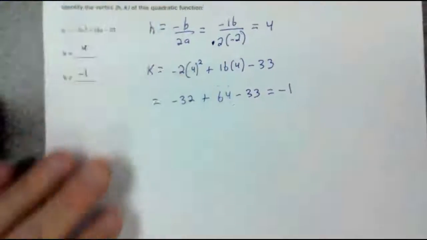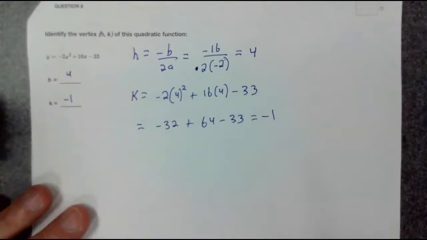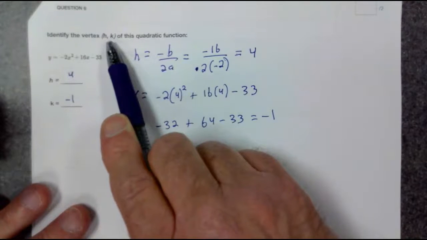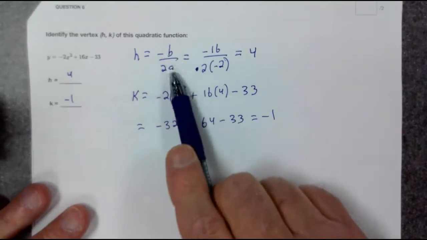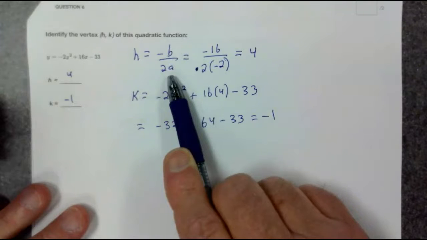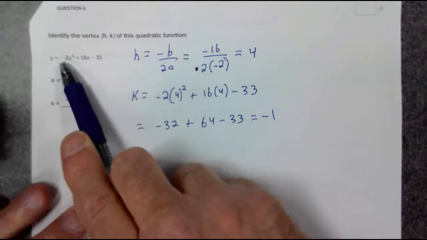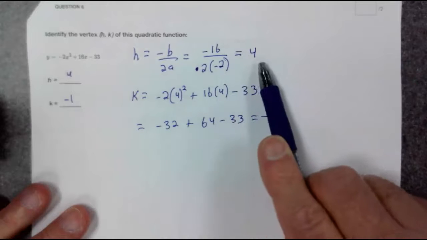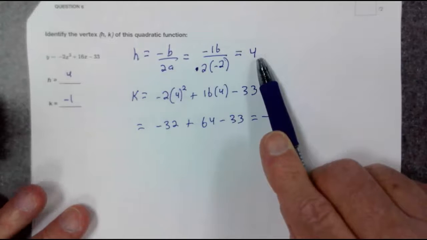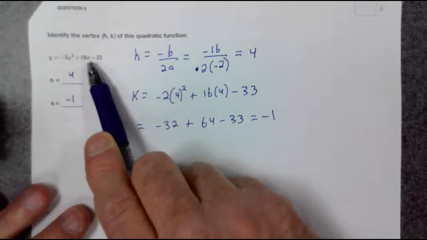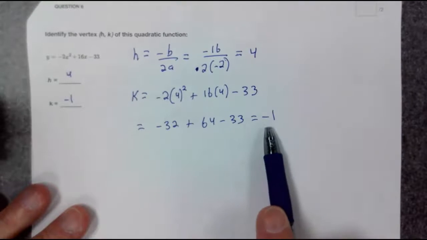And I did the same for number 6. All right, it's standard form. They want the vertex. They want HK. The H is -b/2a. All right, so the B is 16. The A is -2. I plugged it in here. I got 4 for H. And I took the 4 and plugged it back in for X in this original equation, multiplied it out, and I got -1.